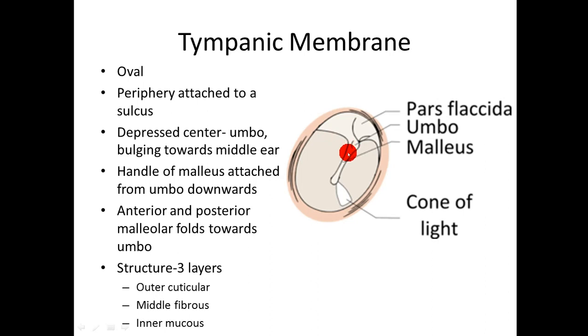Structure wise, if you see, the tympanic membrane has got 3 layers. Towards the exterior, it has got an outer cuticular layer, almost like skin, and it has got a middle fibrous layer and an inner mucous layer, just like the respiratory epithelium, pseudostratified, ciliated, columnar. All these 3 layers are developed from the 3 germ layers. If you see, this is from the ectoderm, this is from the mesoderm, and this is from the endoderm.